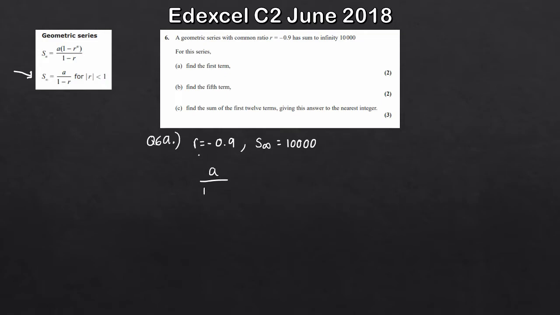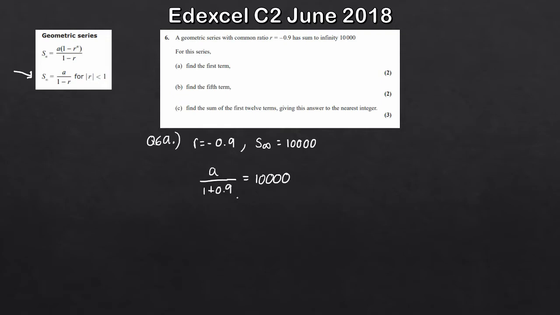But remember, we know what R is. That's minus 0.9. So that's 1 minus 0.9, so we're adding 0.9 there. And we know that this is equal to 10,000, like we were told in the question. At this stage then, we're just solving this. So this would be 1.9 for the denominator here.